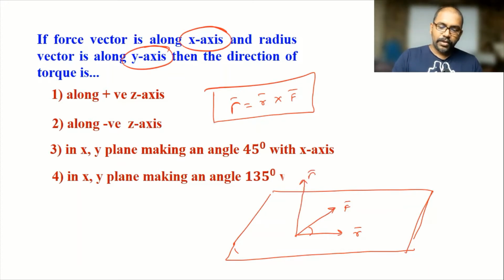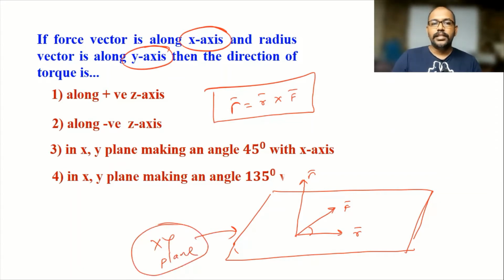So here the force is along the x-axis and the radius along the y-axis, which means this plane is the xy plane, and this torque is perpendicular to the xy plane. You know that perpendicular to the xy plane means the z direction. Now you can see that in option 2 we have the z axis.